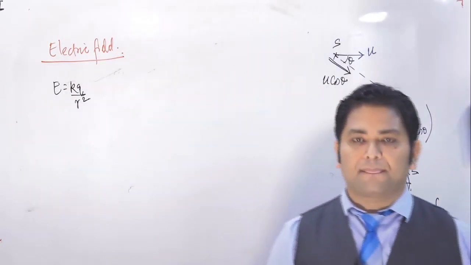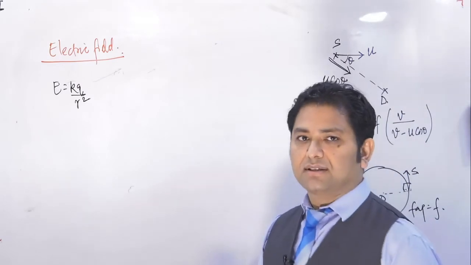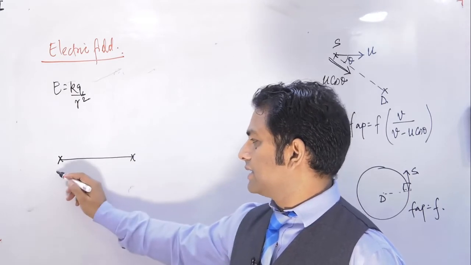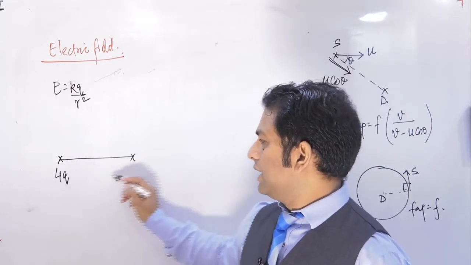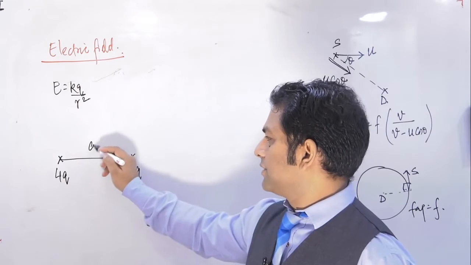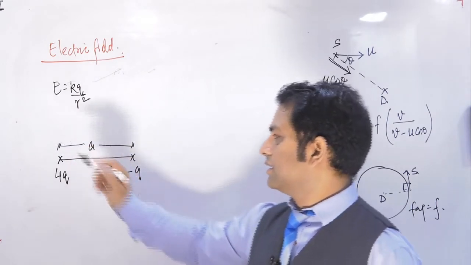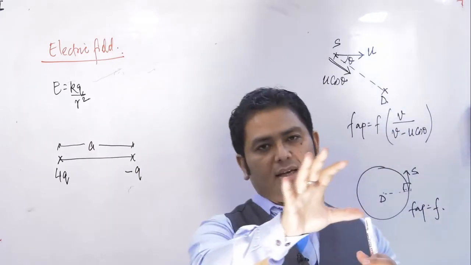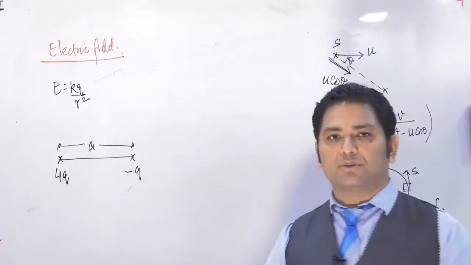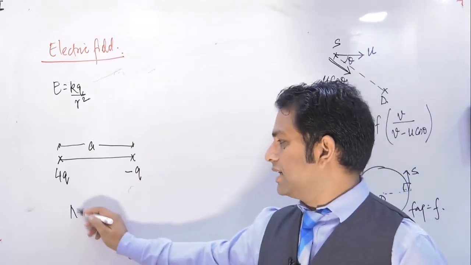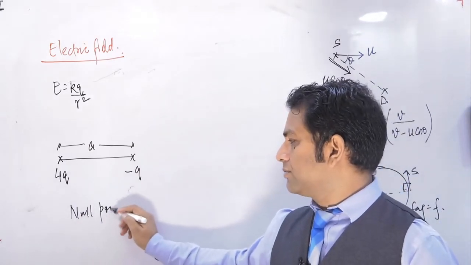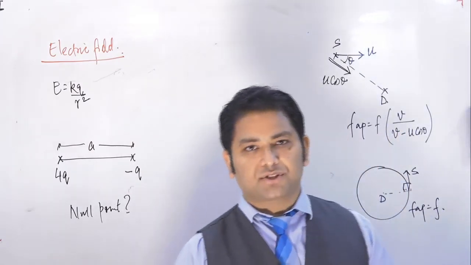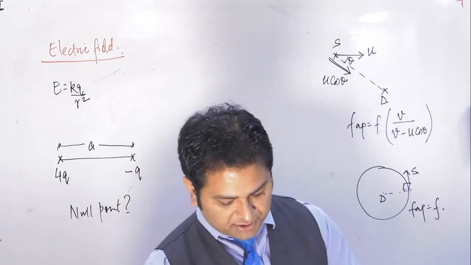That's how we come. Now there's a first question that you need to calculate, and that is something like this. This is say 4q and this is minus q. Separation between them is a. Now the positive charge will have an electric field away, the negative charge will have a field towards. You need to calculate the null point. So what would be the meaning of null point? The point where the electric field will be equal to 0. Give a try, please do.